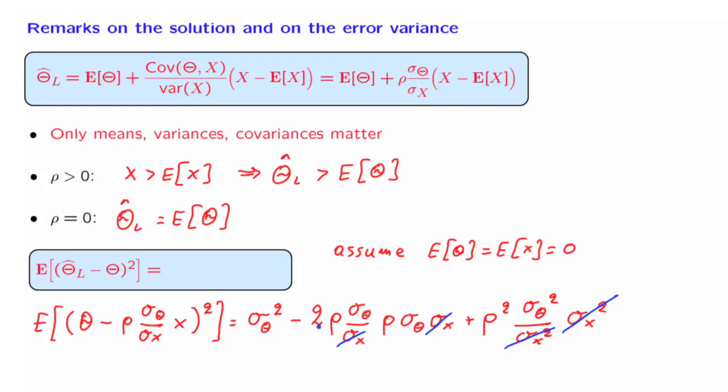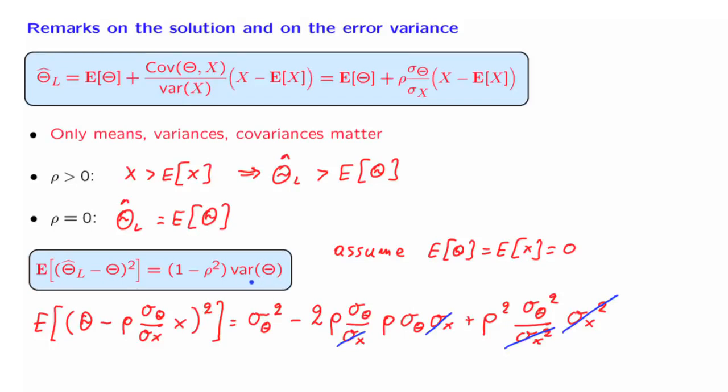And then here we have minus 2 rho squared plus rho squared. When we subtract those two terms, we're left just with a minus rho squared term. So after you do that algebra carefully, you find that the answer takes a very simple form. It's 1 minus rho squared times the variance of theta. I should add here that this formula remains valid even without the assumption that x and theta have zero means.